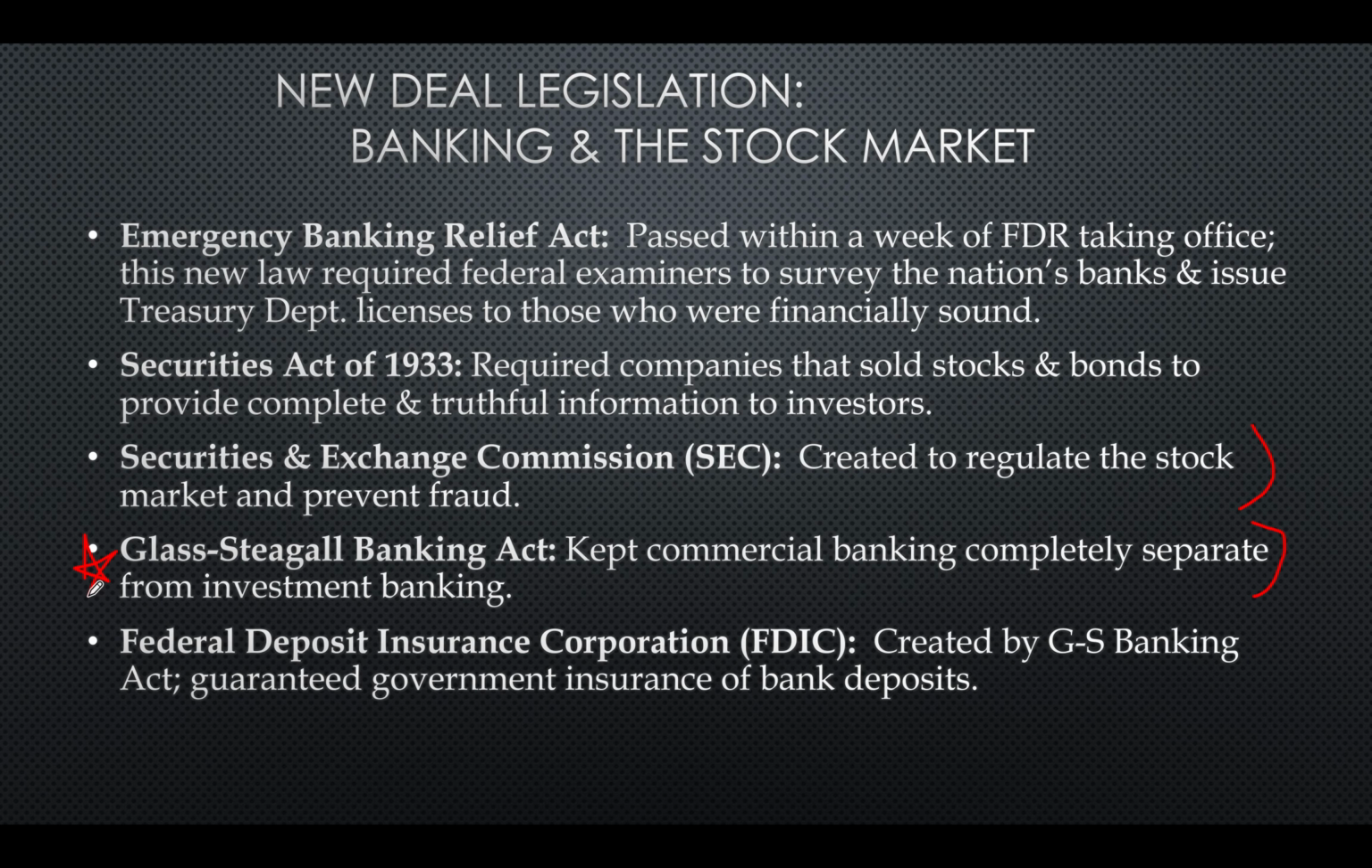Okay, and then another big thing, we get the FDIC, the Federal Deposit Insurance Corporation, and this was created by the Glass-Steagall Act, and it guaranteed government insurance of bank deposits. So if you ever go to the bank, you will see the FDIC sticker, and that means any money you put in this bank, you will get back regardless of what happens, and that goes up to $250,000 per account. So don't worry about all this other stuff. These are the main ones that I want you to know, all right? And they definitely affect us today.